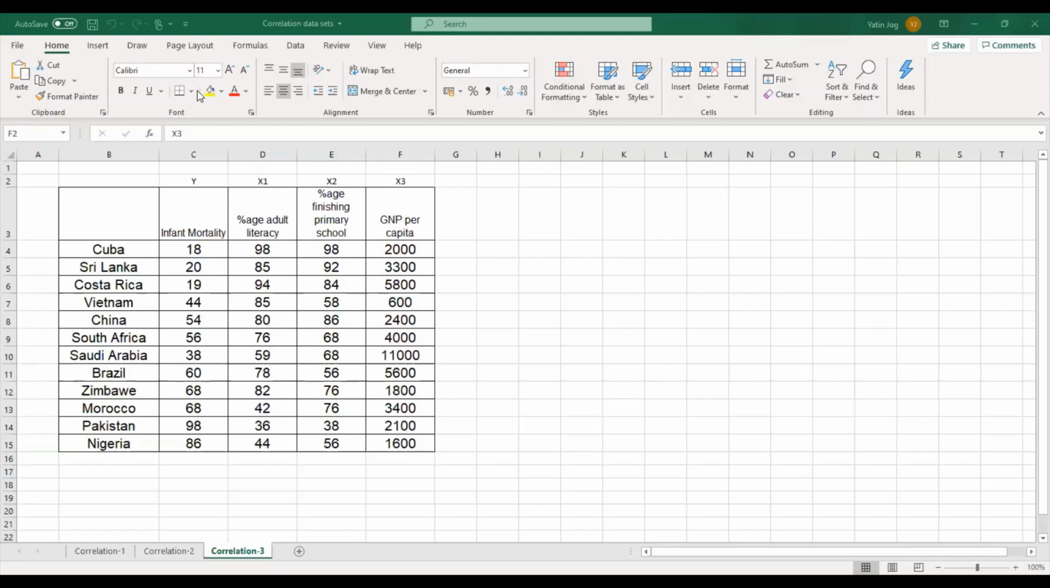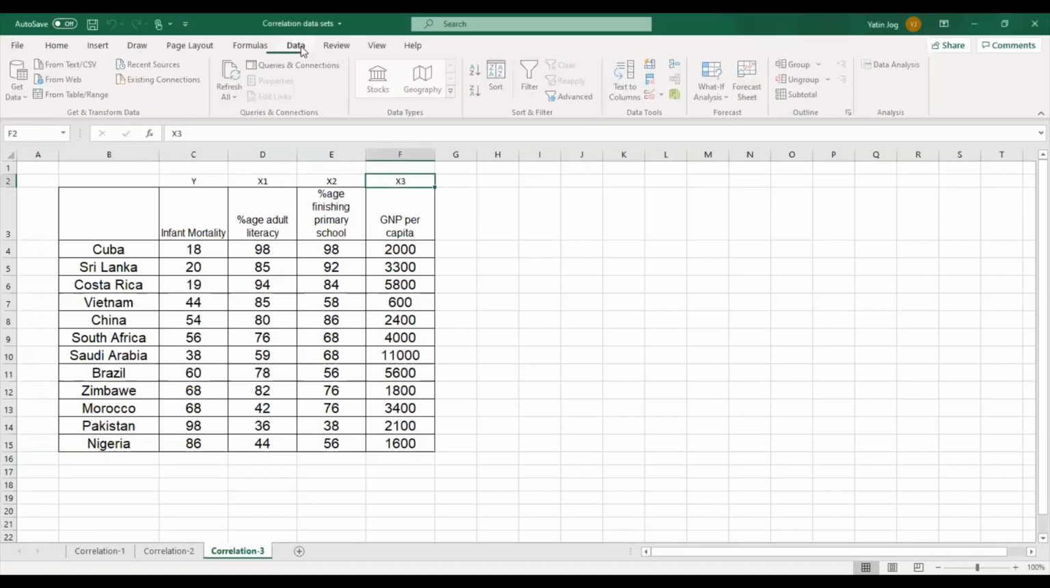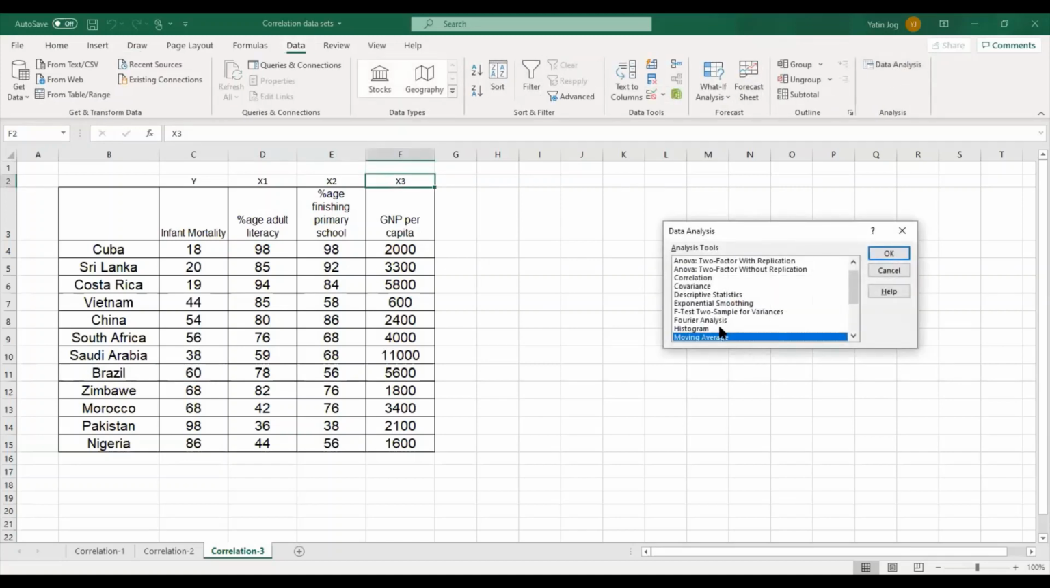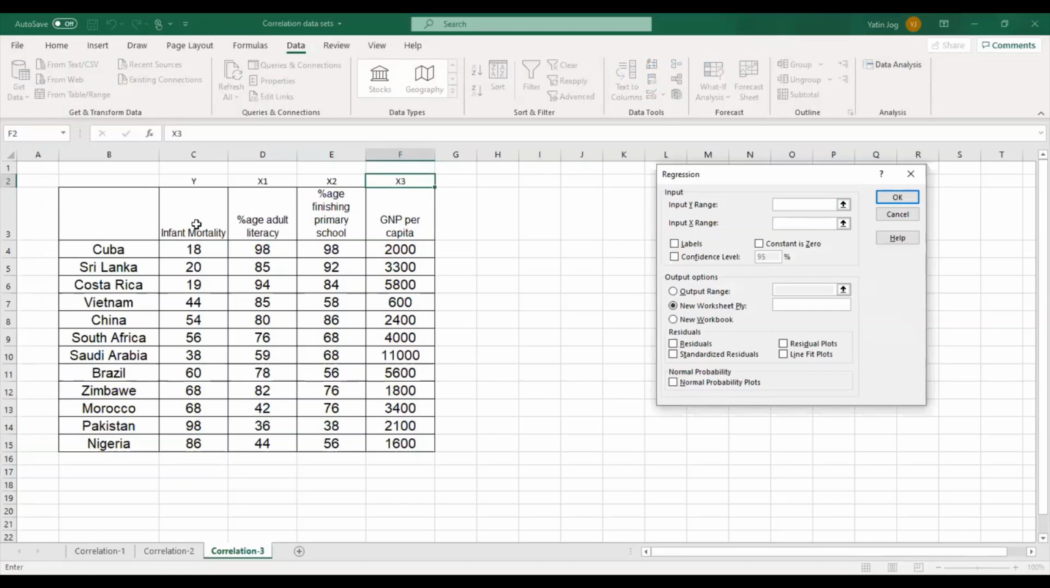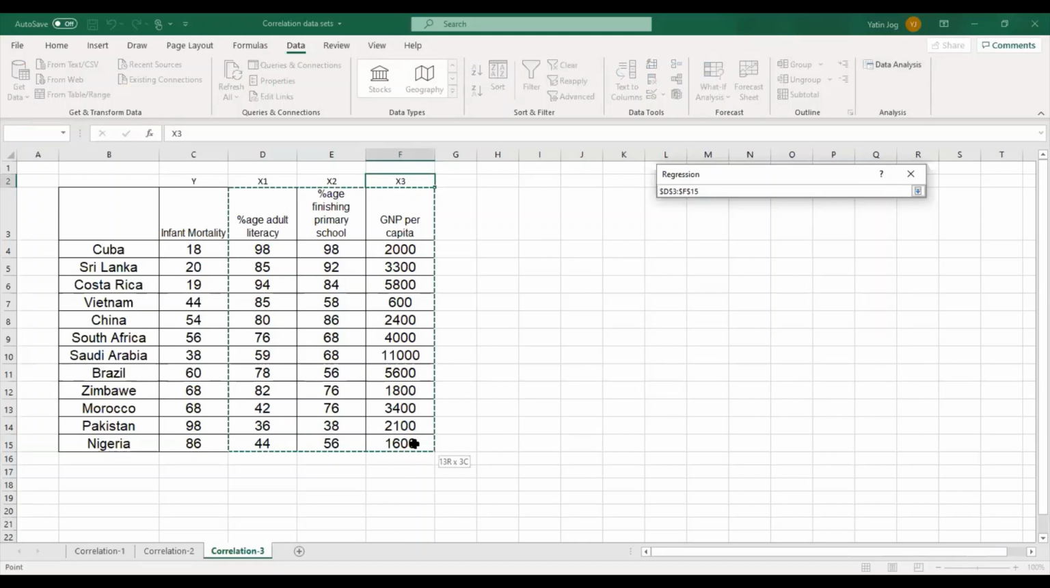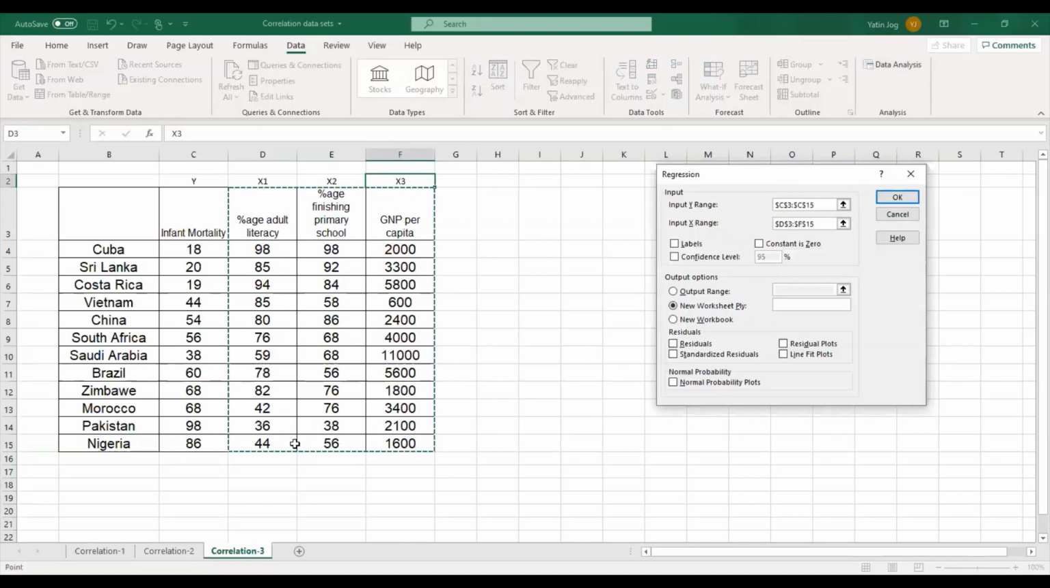If you want to do multiple regression, the option is the same, the regression option only. So go to data analysis. In data analysis, you have to select regression, click on OK, input y variable. So this is your y variable. Input x range. Now instead of putting individual variables, we are going to put all the x values including the labels. So I'm going to select all three, x1, x2 and x3, at a time.